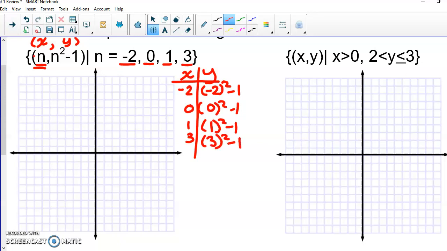And calculating this, then we've got the point -2, 3: -2 squared is 4, minus 1 is 3. 0 squared is 0, minus 1 is -1, so that would be the point 0, -1. We've got 1, and then 1 squared is 1, minus 1 is 0, so the point 1, 0. And last, we have 3. 3 squared is 9, minus 1 is 8.